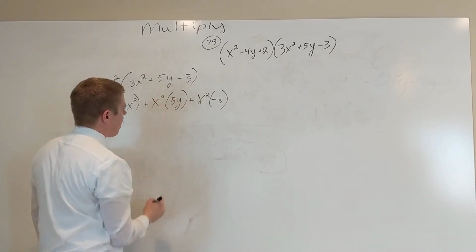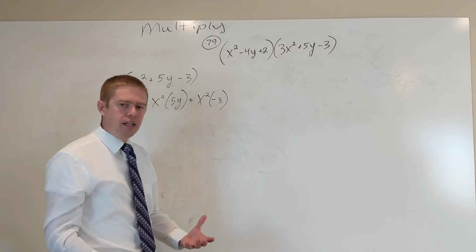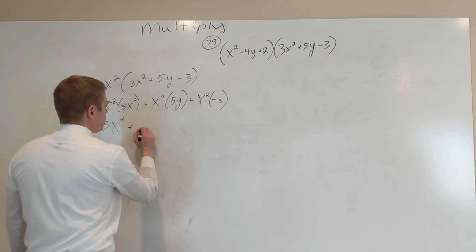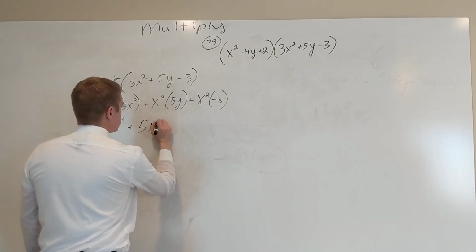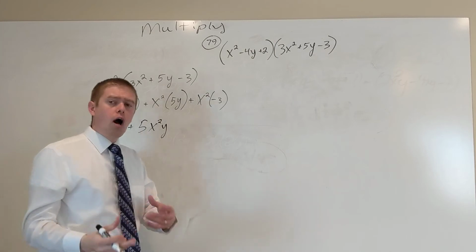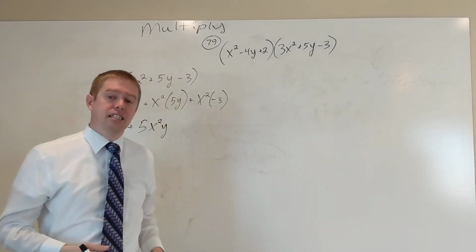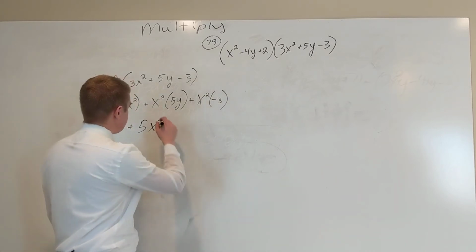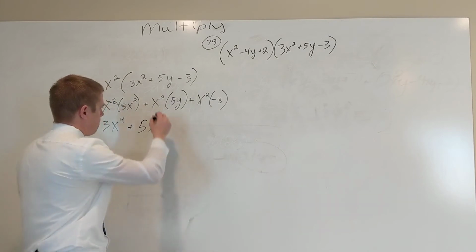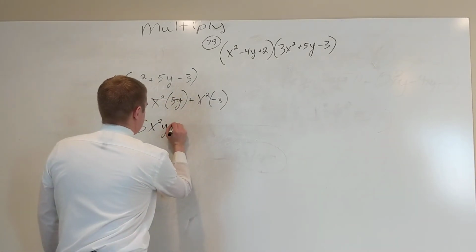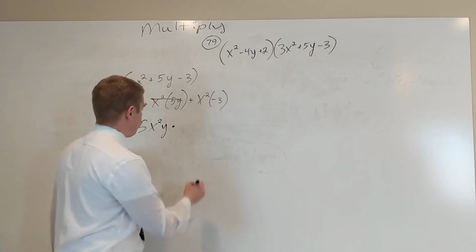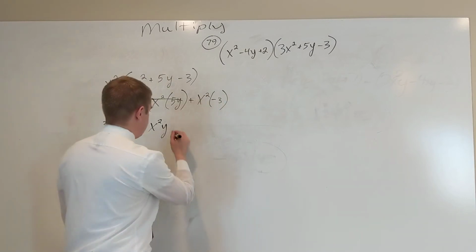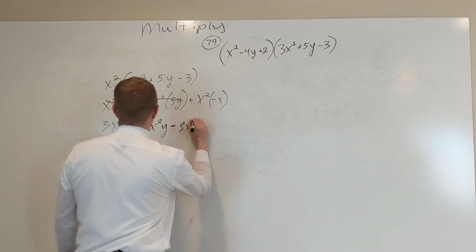x squared times 5y. Now here we don't have any variables that are the same, so we say plus 5x squared y. The common way that you will see it in the exam most often is they'll put it in alphabetical order like this. Then we say, okay, plus x squared times negative 3. Well, that's not going to even be a plus, really, because it's a positive times a negative. So we say negative 3x squared.